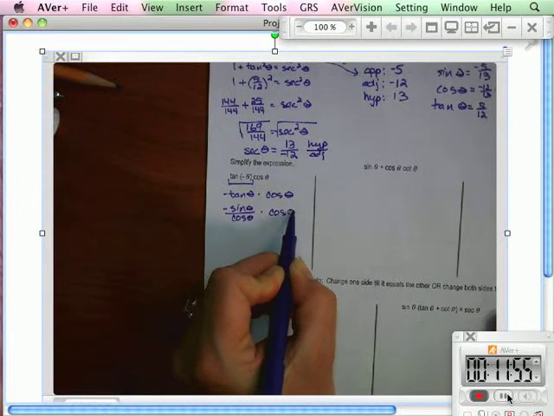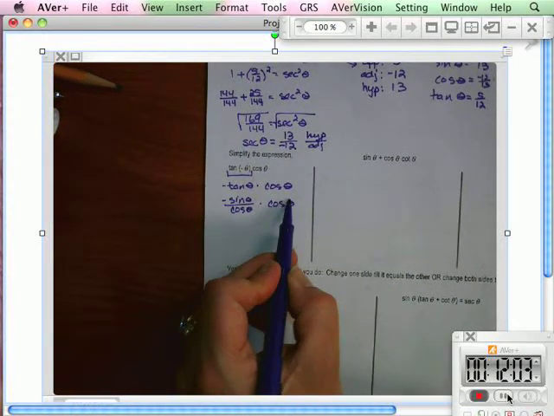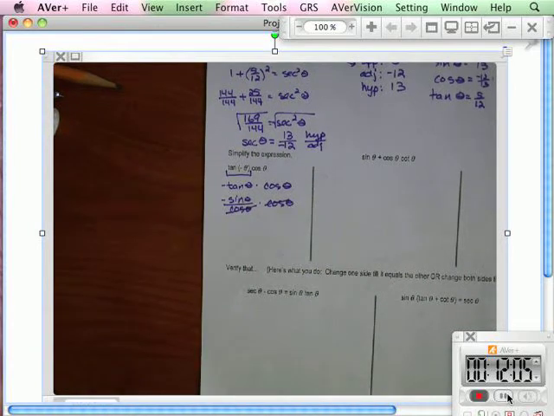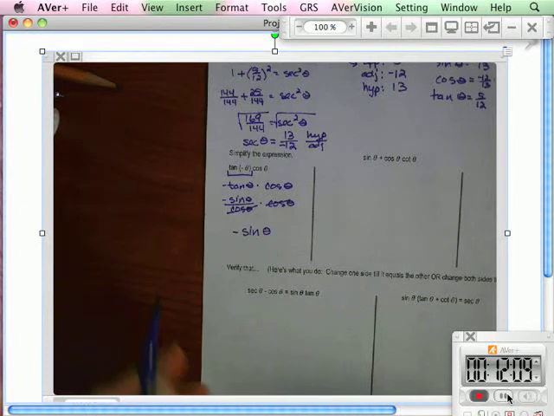You see where this is going here? How does that help me? What can I get rid of? I can cross these out. And my answer, most simplified, is then negative sine theta. And that's it.